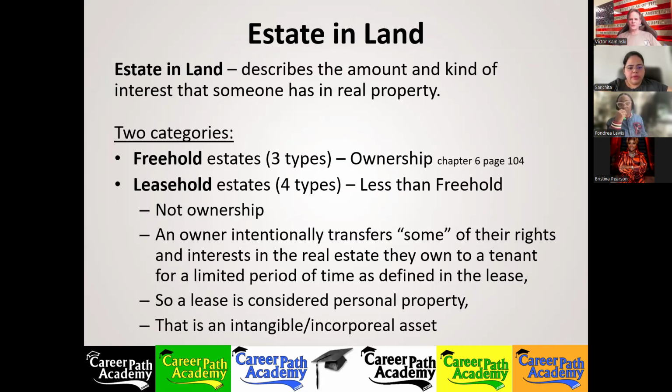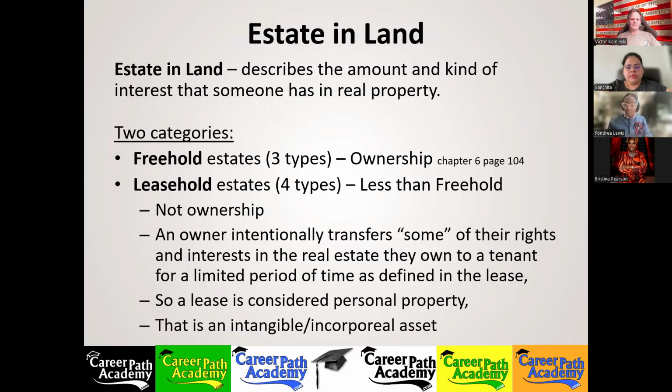The first one goes by three simple names. What is fee simple also known as? Fee simple, fee absolute, and just fee. So it's fee simple, or fee simple absolute.